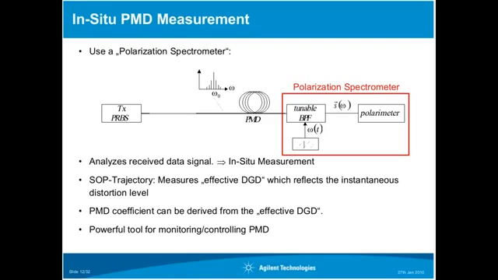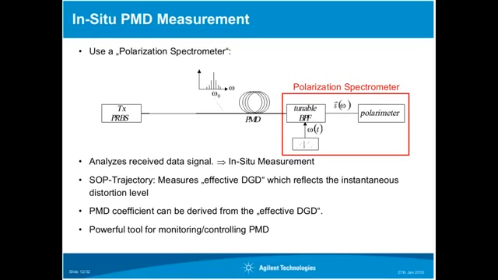By looking at these polarization trajectories, we can measure a parameter called effective differential group delay. The effective differential group delay essentially is reflecting the instantaneous distortion level. I'm sure most of you know the differential group delay. Differential group delay is a parameter of the link. It describes the link. But effective differential group delay describes your signal. It describes how strongly your signal is affected by differential group delay. So that is really a measure for the distortion level of your signal.